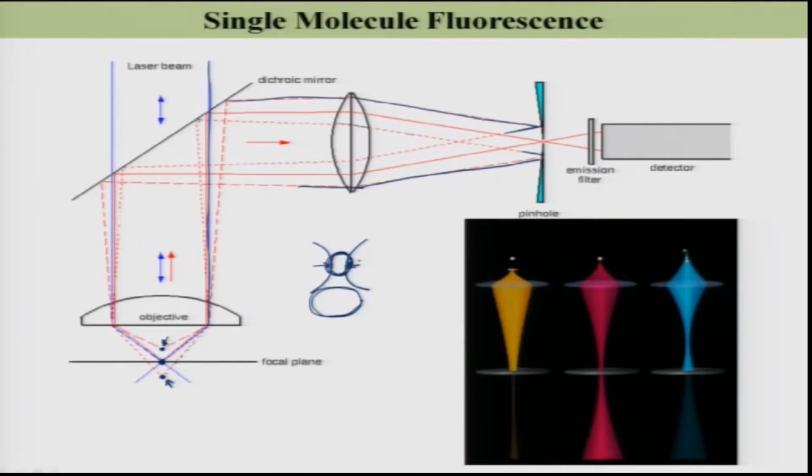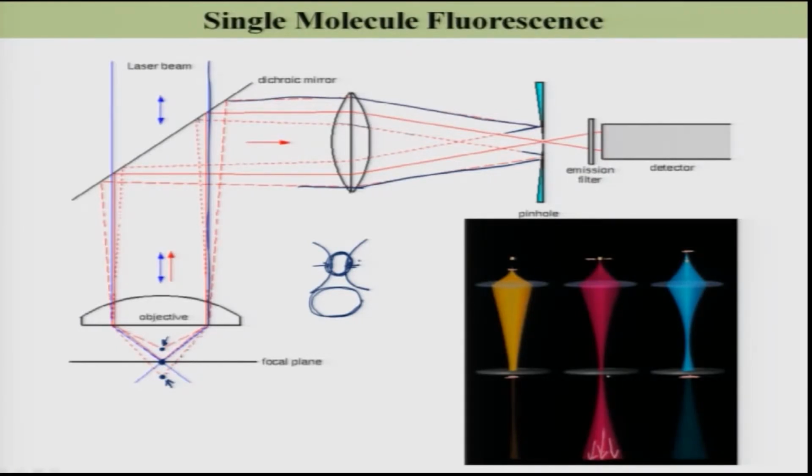When the signal is originating from this position, it is not passing through this pinhole, it is blocked over here, over here, over here. But when the signal is originating from this focal plane, the signal is passing through this pinhole, right, and this is called the confocal geometry. That means, it is very simple.